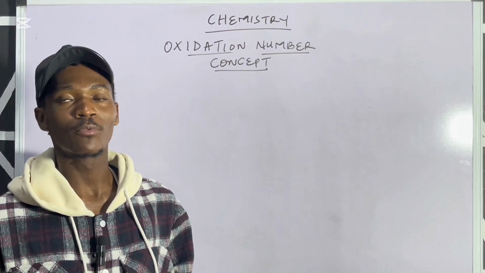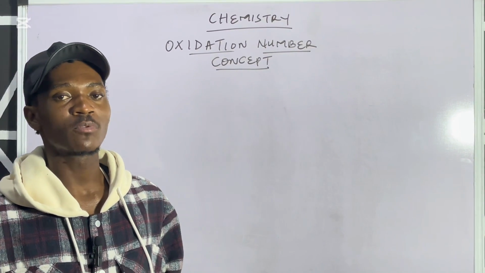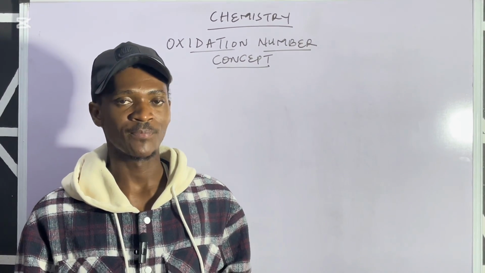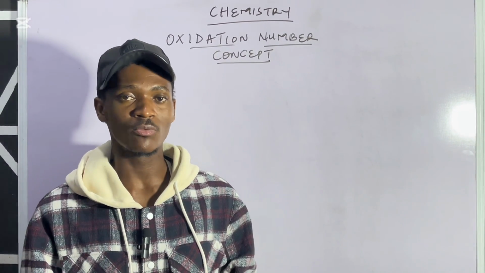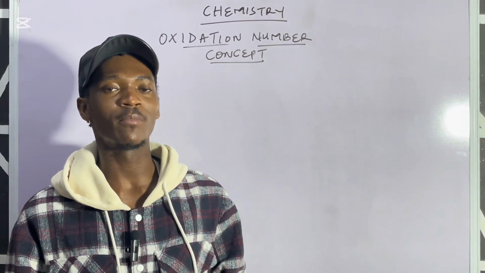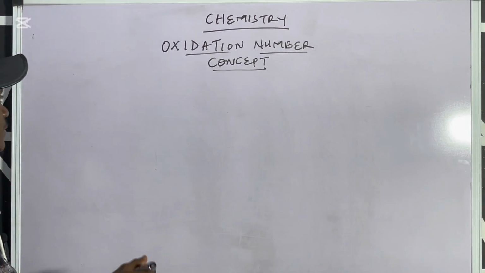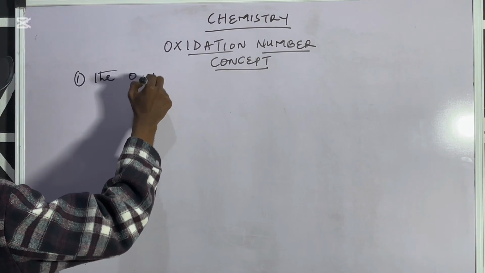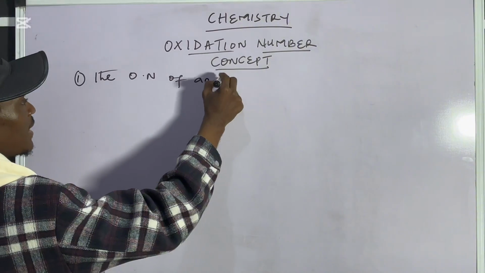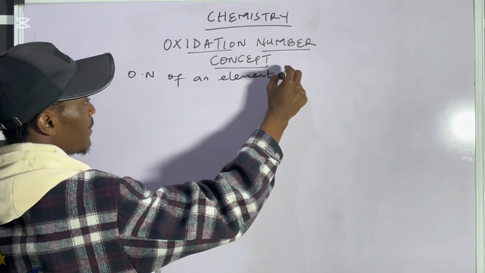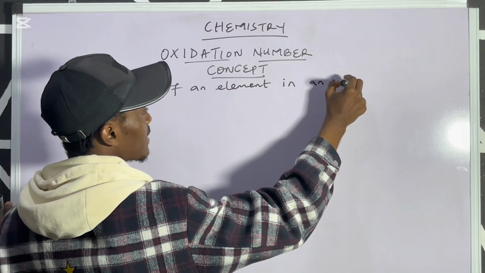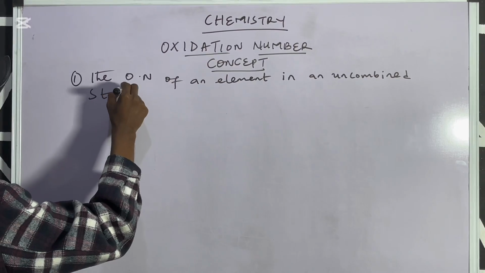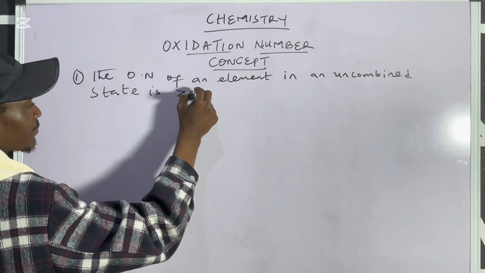So now there are some rules that must be obeyed for you to be able to name the IUPAC name of inorganic compounds. Alright, so what are some of these rules that you need to know in order for you to get the correct name of compounds? Now rule 1: the oxidation number, ON for short, of an element in an uncombined state is 0.